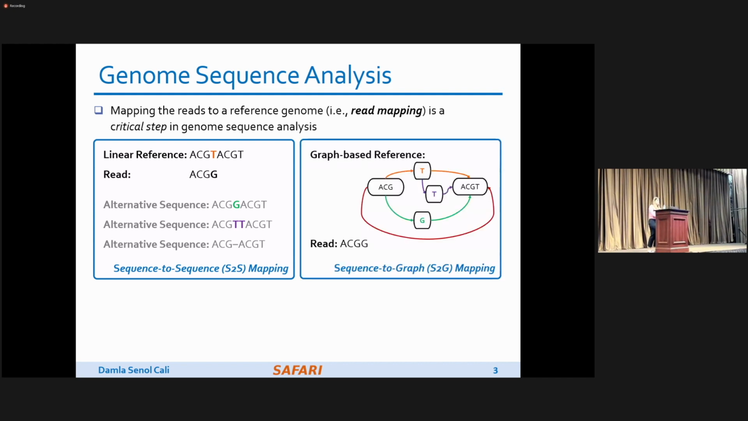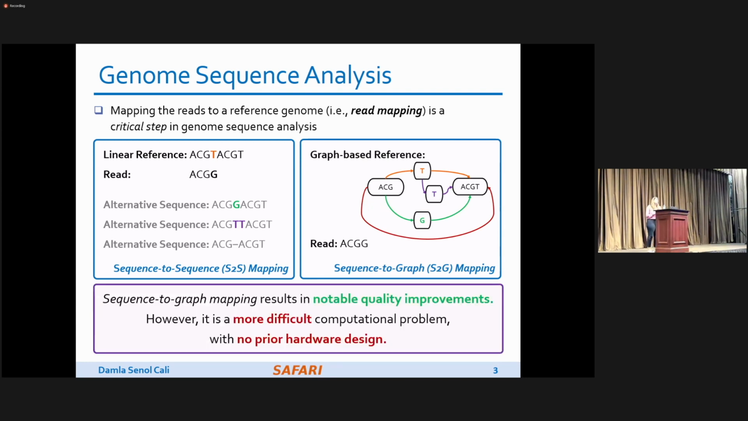Recent works replace the linear reference sequence with a graph-based representation of the reference genome, which we call genome graphs. With these genome graphs, we can map our reads to this graph representation of the reference genome. This helps us capture the genetic variations and diversity across many individuals in a population, so it results in notable quality improvements in genome sequence analysis. However, it's a more difficult computational problem with no prior hardware design.